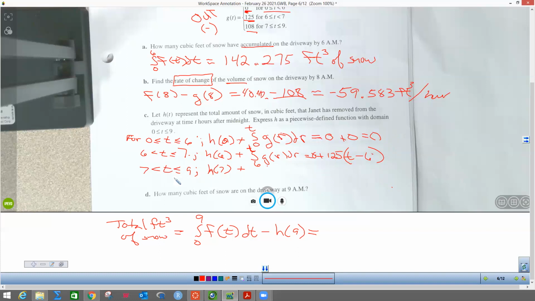And now we got this same deal right down here we got to do. Well, at time 7, we have moved 125 cubic feet.